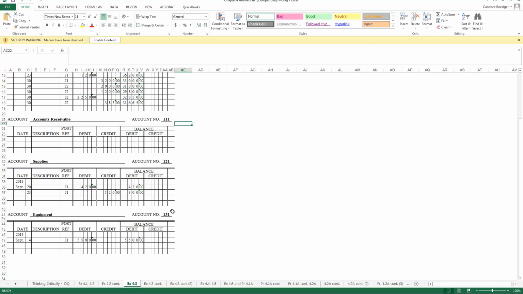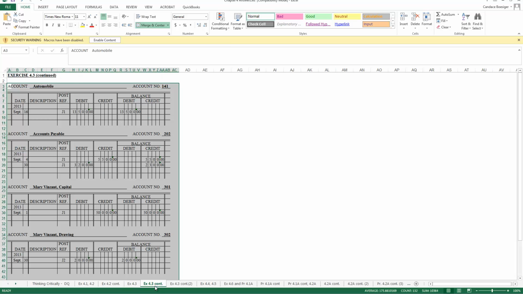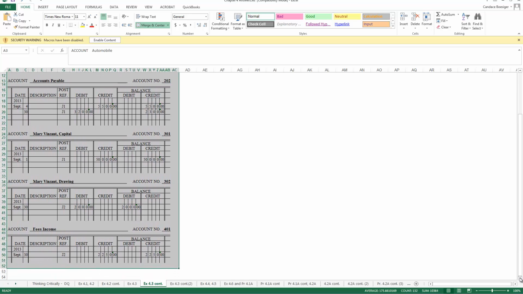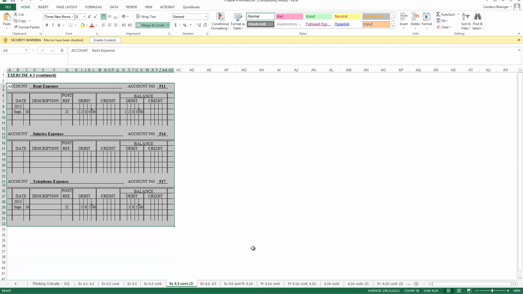So if you need to spend some more time on these, just hit pause on the video, and I'm going to keep going through. This is what your ledger should look like after all the general journal entries have been posted. Again, pause the video at any time that you need to.